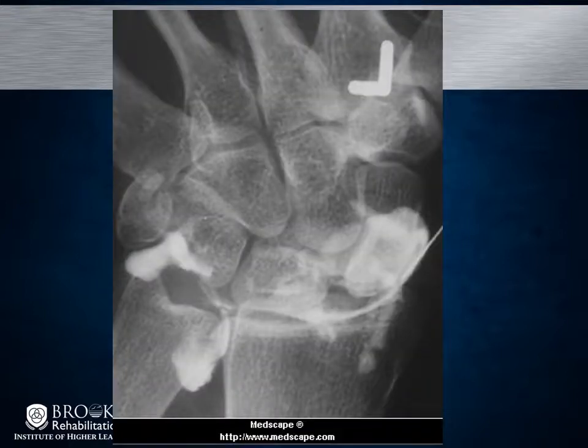So again, we're looking at a wrist now. They inject it, and then they start noticing, oops, we lost containment here. That's not supposed to be coming out down here. All right, so that clearly demonstrates a tear of the capsule of the wrist joint.